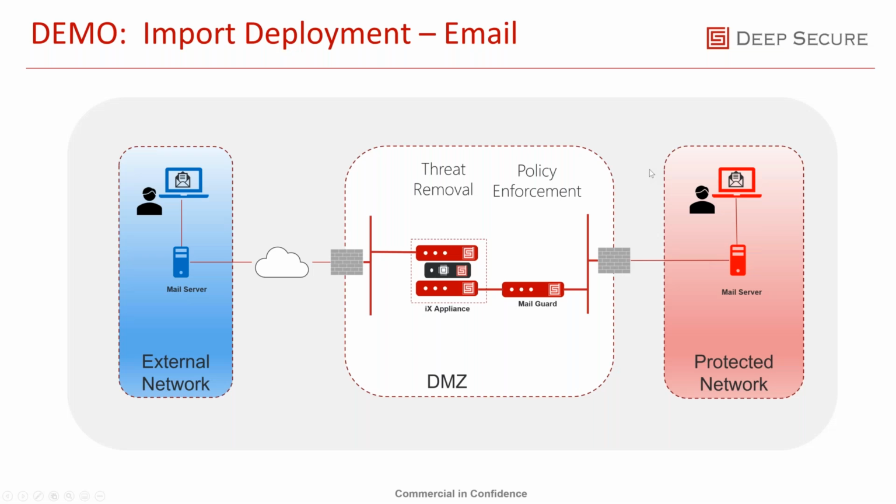So let's do a demo of the import. So here I've got a protected network connected to an external network. And in this case, I'm going to show email coming in via the cross-domain solution. So the first thing that the email will do is hit the IX appliance, and that will do the threat removal, the extract, verify, build approach on the email and all of the attachments. And then the mail guard will apply policy based on the inbound content. So let's switch to the demo environment.